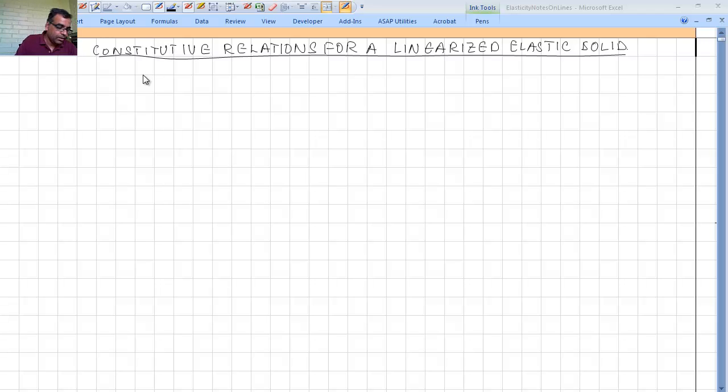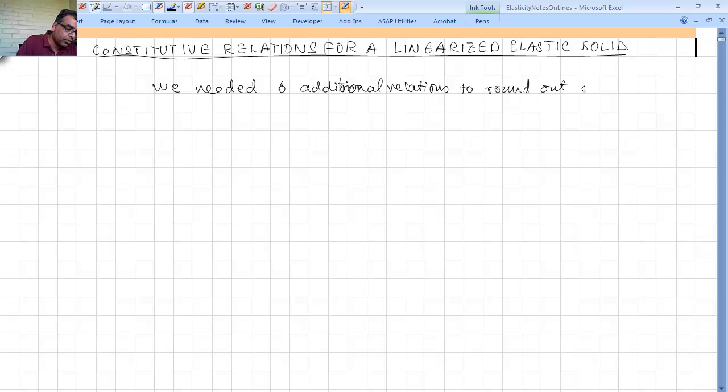Hi, welcome to Elasticity. Today we are going to talk about constitutive relations for a linearized elastic solid. If you remember, we needed 6 additional relations to round out our equations. Okay, so where do we get these 6 additional relations?